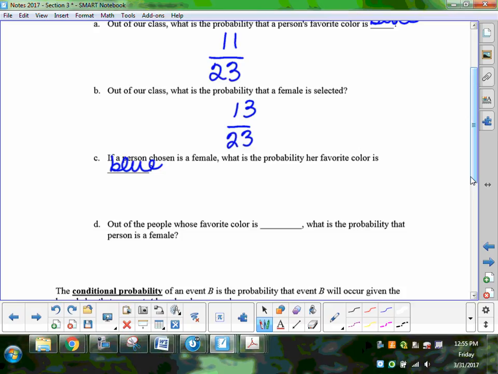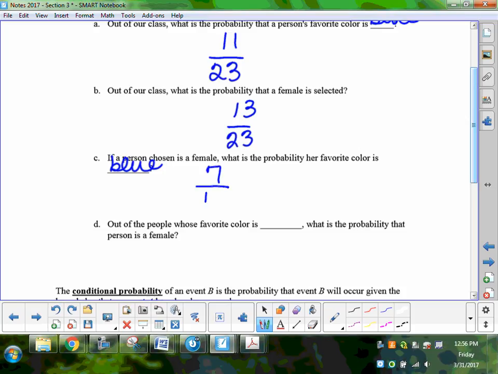And hands up, please, when you can tell me the answer to C. Okay, you can put your hands down. They did a quick check. Hands up, please, if you can give me the answer that we need for C. The person chosen is female. What's the probability that their favorite color is going to be blue? Sharon? No. Wait a minute. What did you say? 7 out of what? What was your denominator? Because there's 7 blue females and 11 total females. That is a conditional probability.